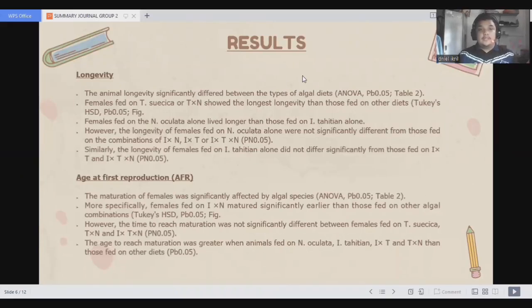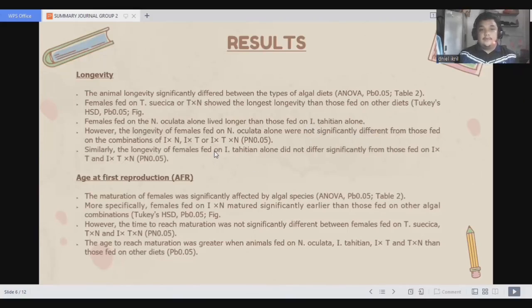The animal longevity is significantly different between the types of algal diet. Females fed on N. oculata alone lived longer than those fed on I. tahitiana alone. However, the longevity of females fed on N. oculata alone was not significantly different from those fed on the combination. Similarly, the longevity of females fed on I. tahitiana alone did not differ significantly from those fed on the combination.